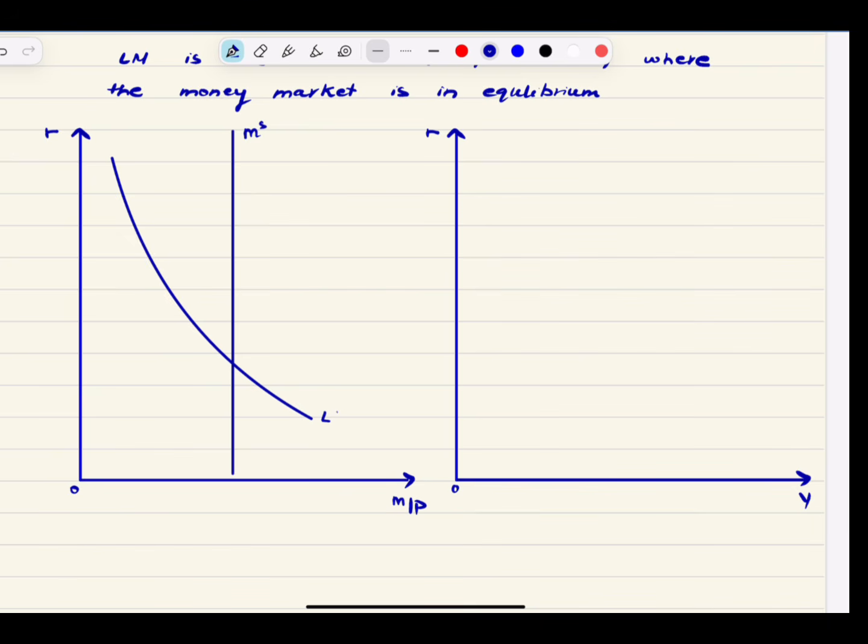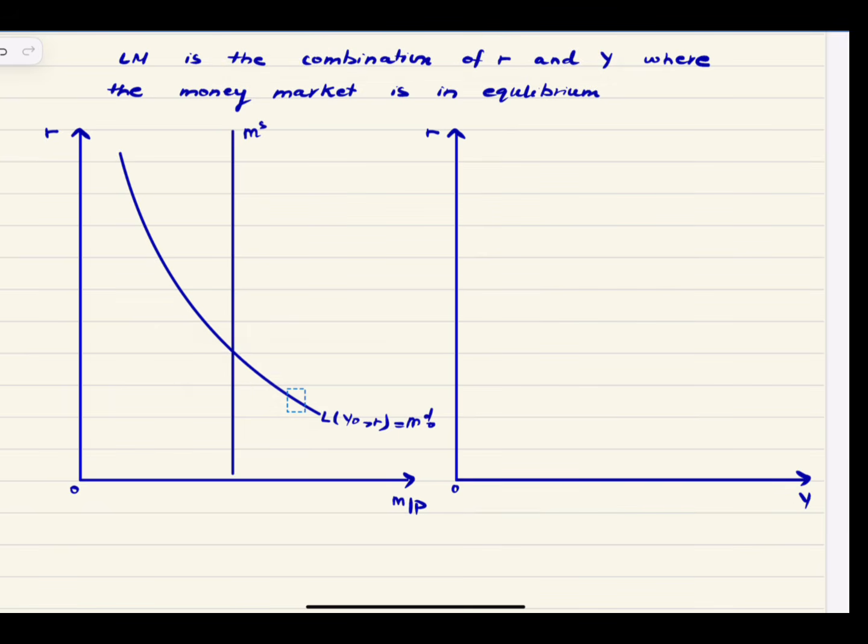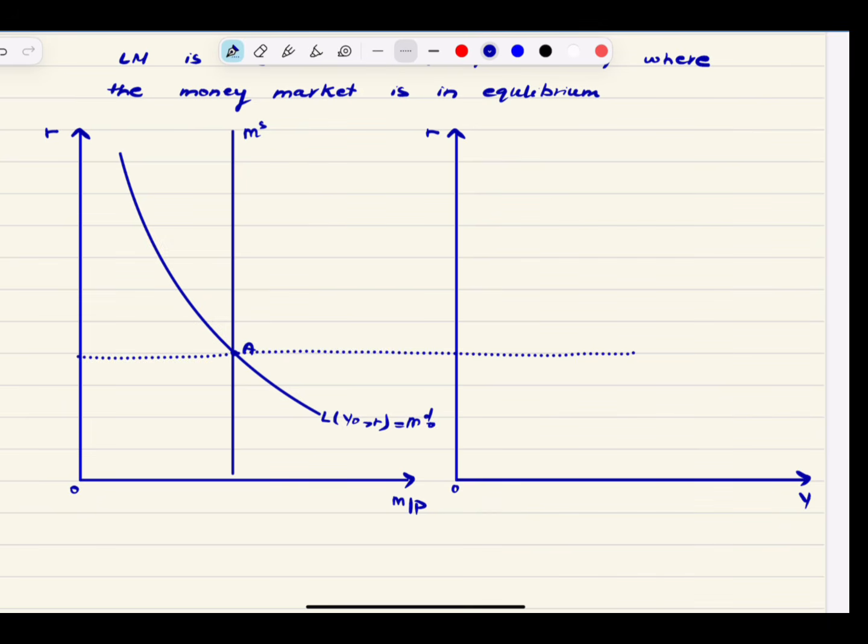So the demand curve is a function of output and interest rate, and this is basically just the initial demand curve. And I'm going to say that this is my initial point A, and I'm going to take this point over here, and I'll say that this is associated with point A right here. So I'm just going to say that this is Y naught, and this is the initial interest rate R naught.